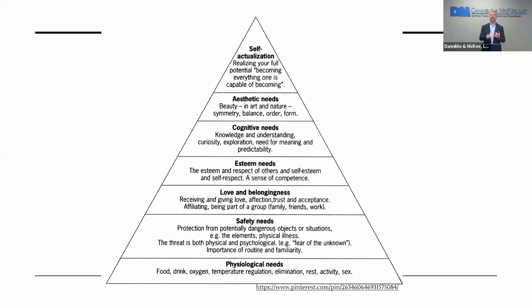So your physiological needs are your food, your drink, your oxygen, your temperature regulation, your elimination, rest, activity, right? And safety needs, protection from dangerous objects and situations. Maybe it could be lead poisoning, things like that. So when you look at this, you can kind of get a sense of, all right, what could I maybe measure? And more on that as we go. I'd say the hardest part of all of this is not the technical parts, it's picking your measures. Really it is.